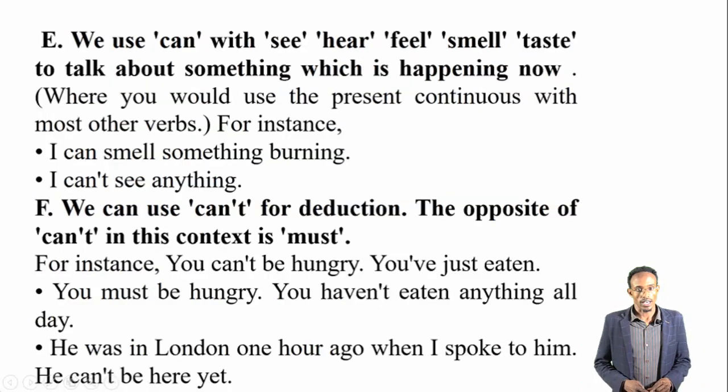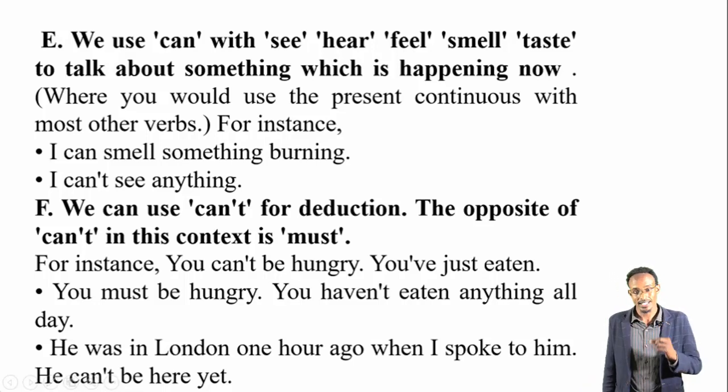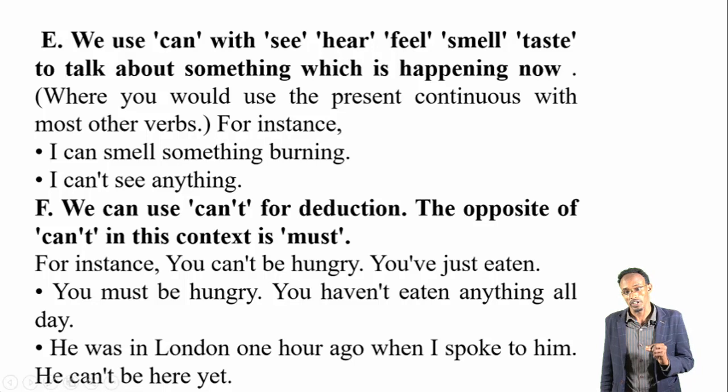And next, we use can with see, hear, feel, smell, taste to talk about something which is happening now, or where you would use the present continuous with most other verbs. For instance, I can smell something burning. I can't see anything. We can use can't for deduction. The opposite of can't in this context is must. For instance, you can't be hungry, you have just eaten, or you may say that you must be hungry, you haven't eaten anything all day.